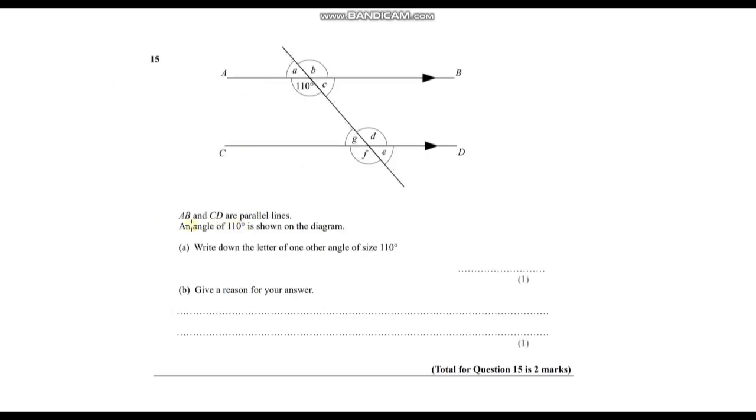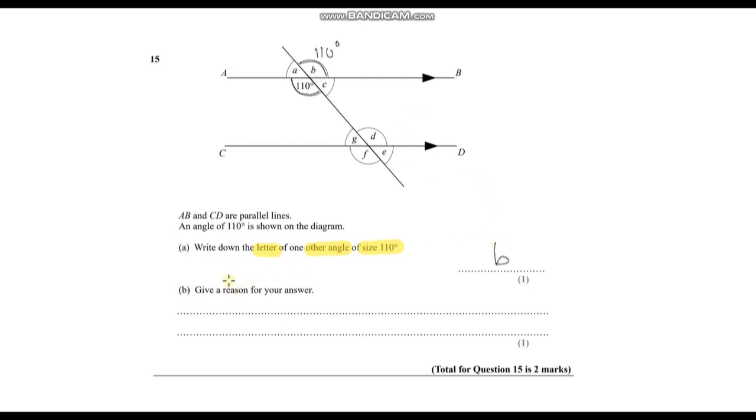Question 15. AB and CD are parallel lines. So these two lines are parallel, which we can see because of the arrows. An angle of 110 degrees is shown on the diagram. Write down the letter of one of the other angles of size 110. So there are a few other angles on this diagram that are 110. We only need to write down one of them. And I can see that if this angle is 110, this angle here is also 110 degrees. So one of our answers is B.